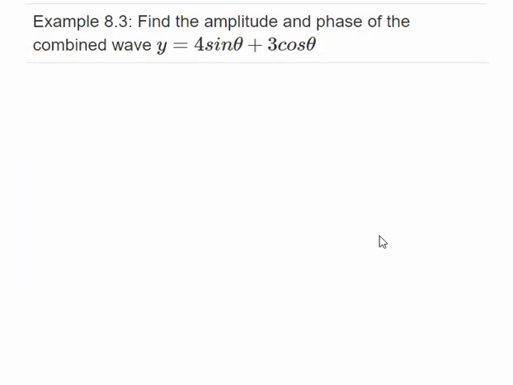So let's do an example. Find the amplitude and phase of the combined wave y is equal to 4 sin θ plus 3 cos θ.